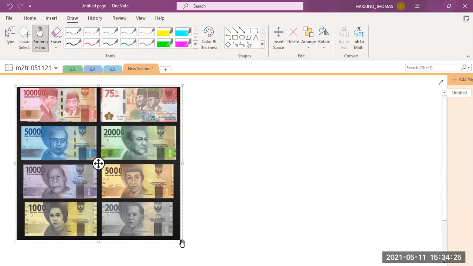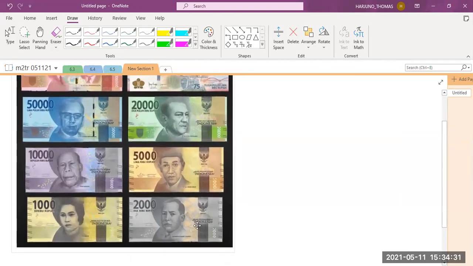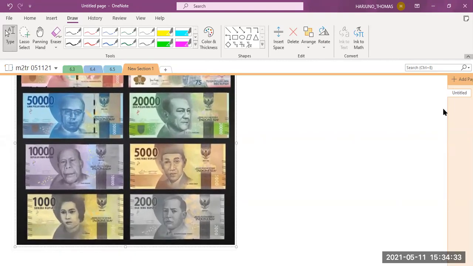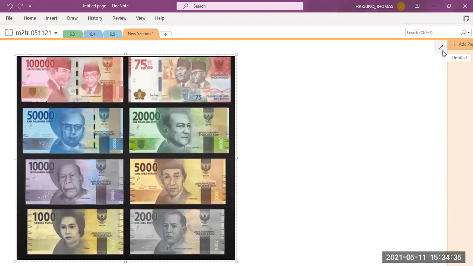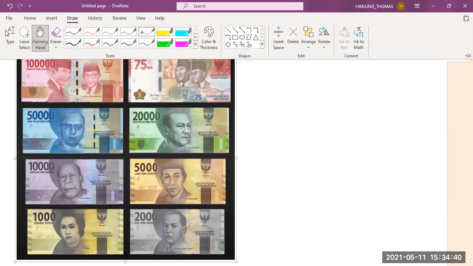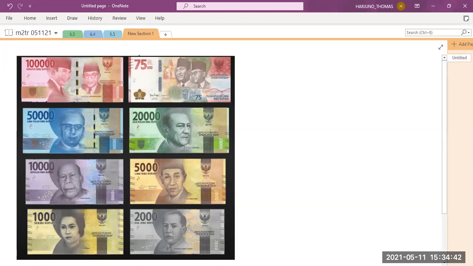Hold on, I want to enlarge this. How to enlarge this? Yeah, I want to enlarge this. Indonesia has this 75,000 bill. It's kind of a strange number, huh? Okay, but that's actually very creative. This bill, this one here, is to commemorate the 75th anniversary of Indonesia's independence.